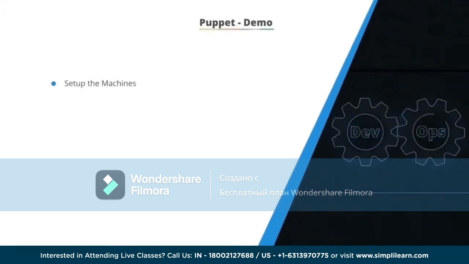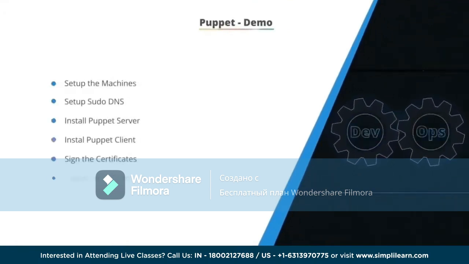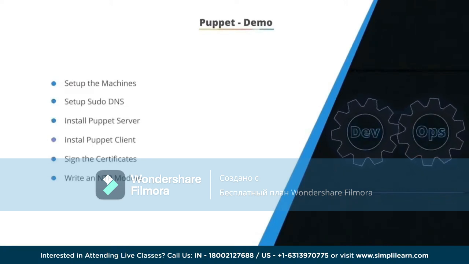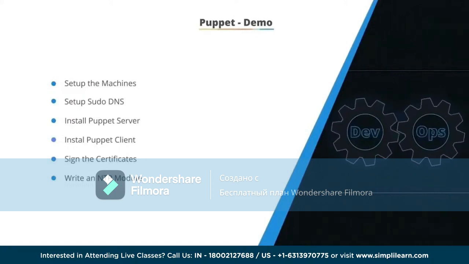Let's have a look at the demo we are going to do. So you will be setting up the machines using sudo DNS because we want to have a resolvable DNS. Because only by having a resolvable DNS can we use Puppet, because Puppet uses the SSL certificates. Now we'll be installing the Puppet server and the client. We'll be signing the certificates of the client on the server side.